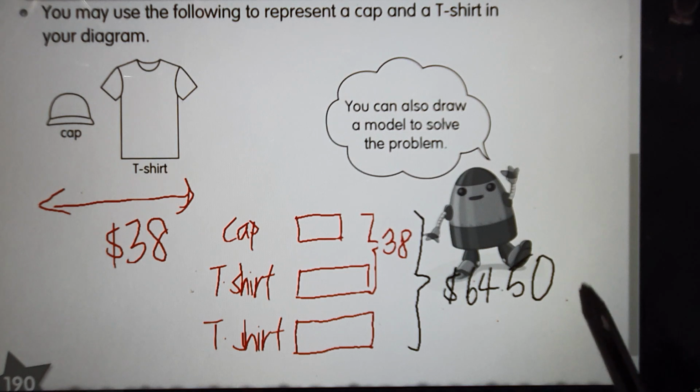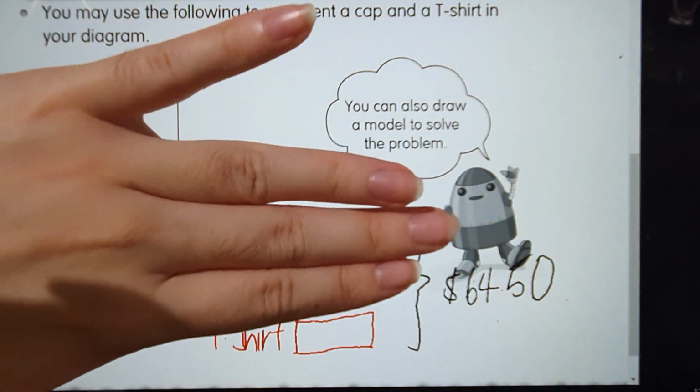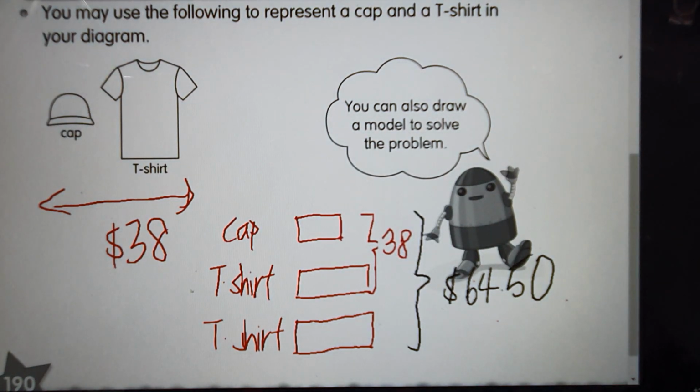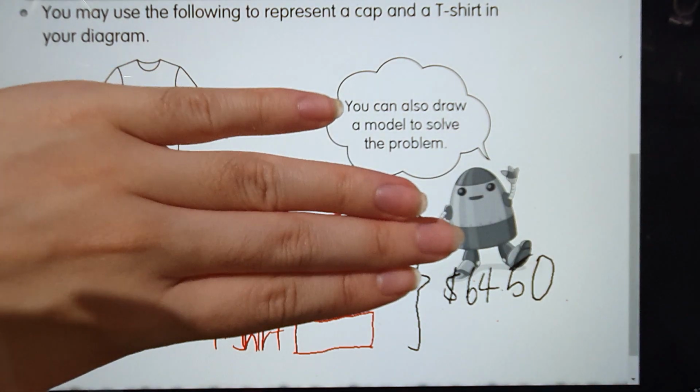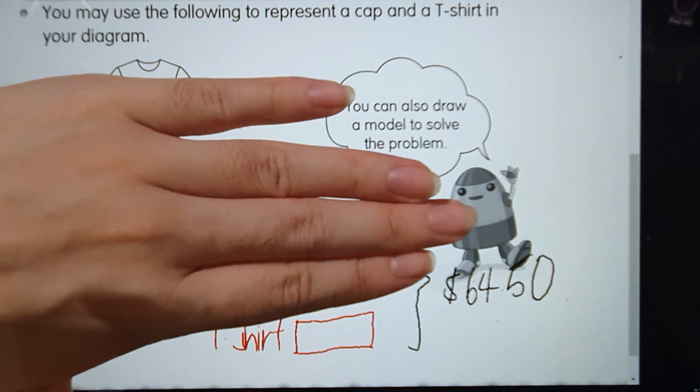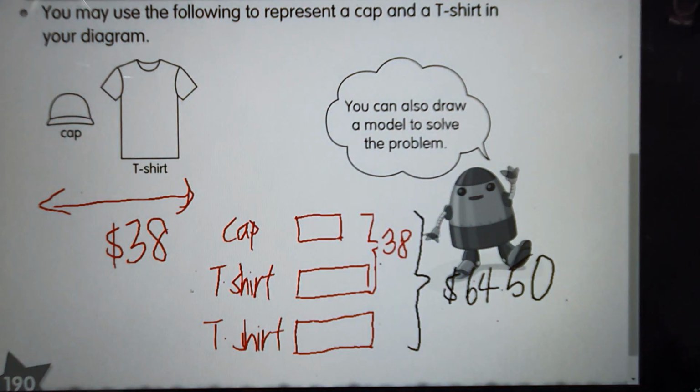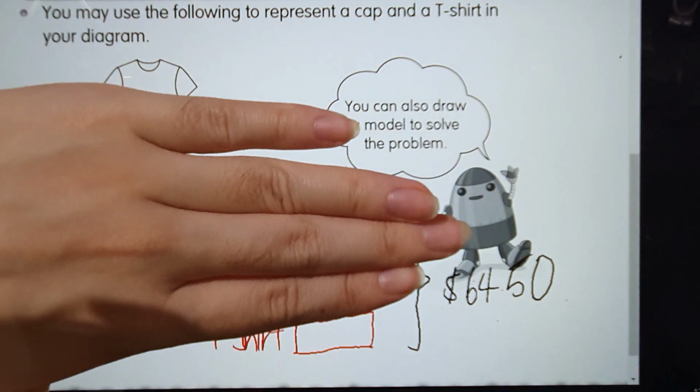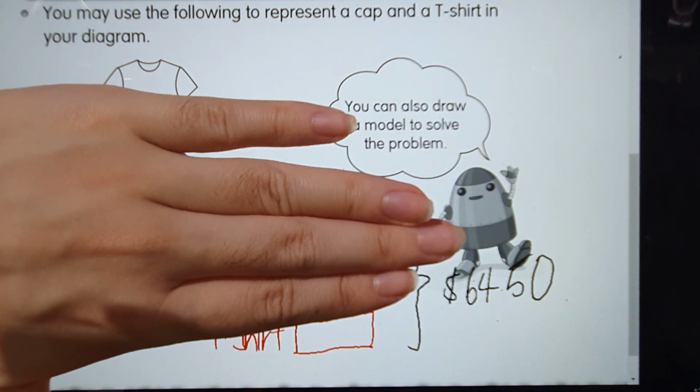Can you see that I know the total here, $64.50. If I take away $38, take away means I'm going to subtract, means I don't want anymore. So I take my hand, I cover away the part that I minus. Can you see that I'm only left with the price of a t-shirt? Okay, so you take the total minus 38, which means you minus away the cost of one cap and the cost of one t-shirt. You would be able to find the cost of just one t-shirt.